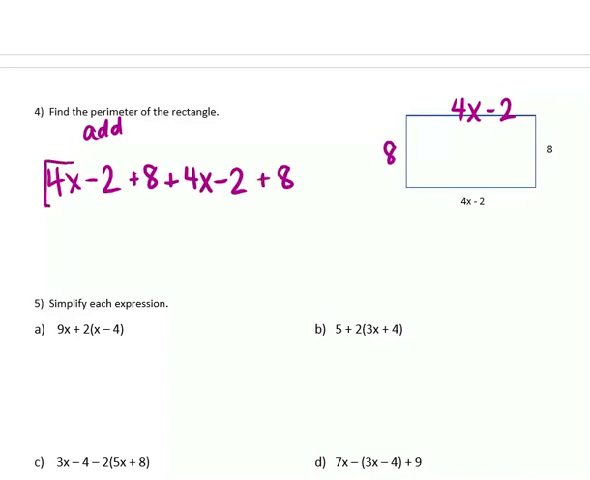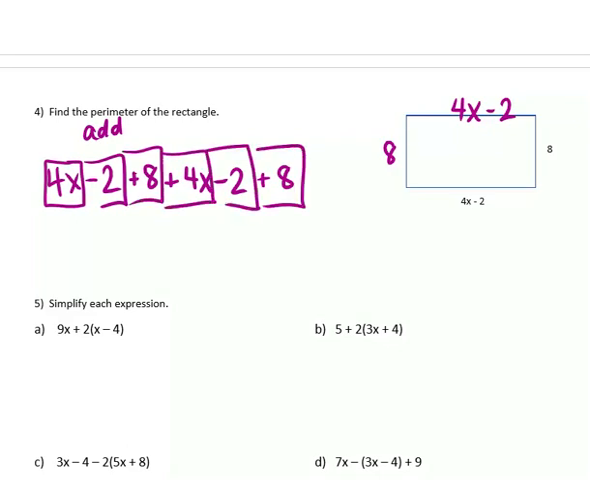So we actually have to add in another 4x minus 2, and then another 8. You might want to box things up. We got 4x minus 2 plus 8 plus 4x minus 2 plus 8. My x's together give me 8x. My constants, oops, did not mean to scribble, I meant to highlight. My negative 2, positive 8, negative 2, positive 8.